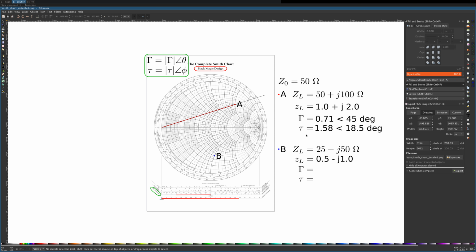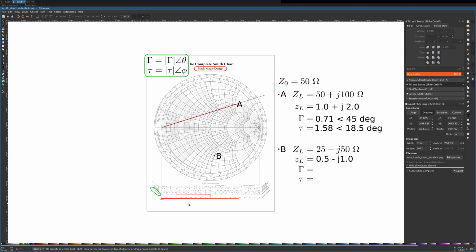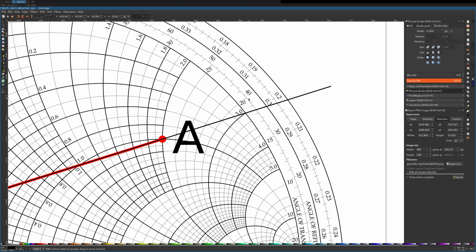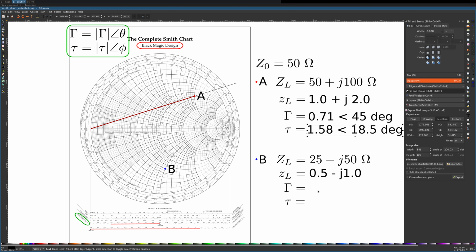And there we go. We have the transmission coefficient with the magnitude that was acquired by the bottommost line and the angle that was acquired from the innermost ring closest to the Smith chart. I will leave it up to you to find the transmission coefficient and reflection coefficient for point B as practice.